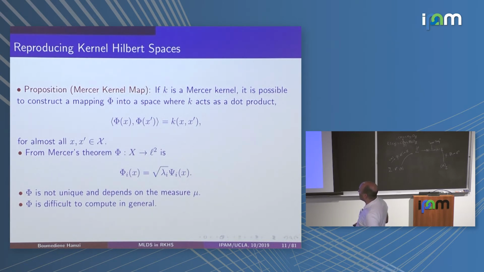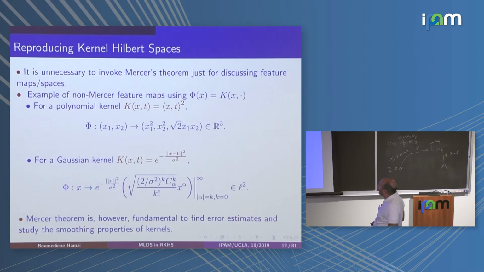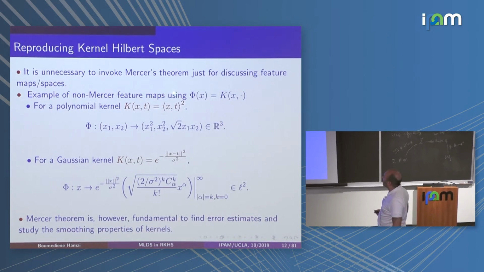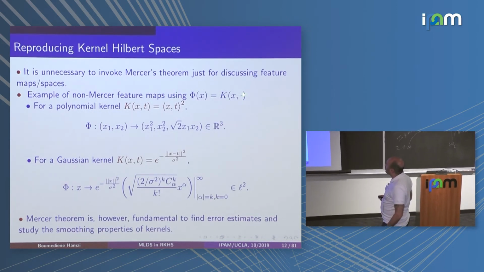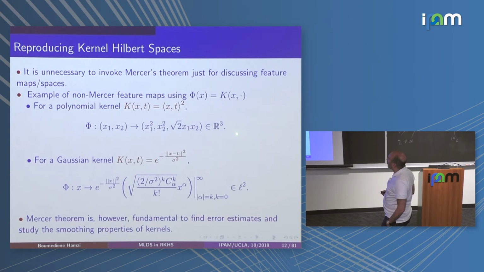So the problem here is that it's not easy to find phi because it depends on the measure, and it's difficult to compute. So we are going to stick to the Aronszajn canonical feature map, which was given by k(x, ·). And these are examples. As I mentioned, it's not necessary to invoke Mercer's theorem just for discussing feature maps. And these are examples of non-Mercer feature maps, for example, in the case of a monomial of degree 2, or the Gaussian kernel.